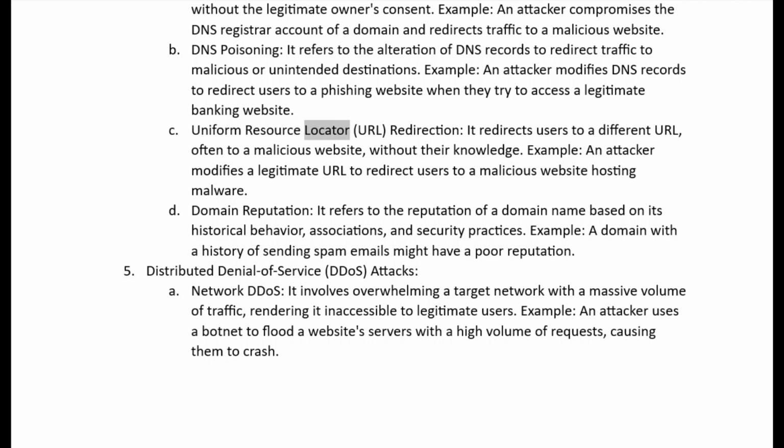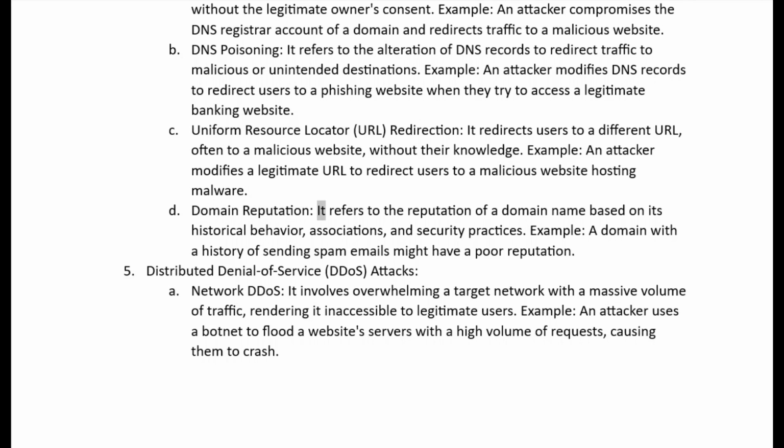Uniform Resource Locator (URL) redirection. It redirects users to a different URL, often to a malicious website, without their knowledge. Example: an attacker modifies a legitimate URL to redirect users to a malicious website hosting malware.